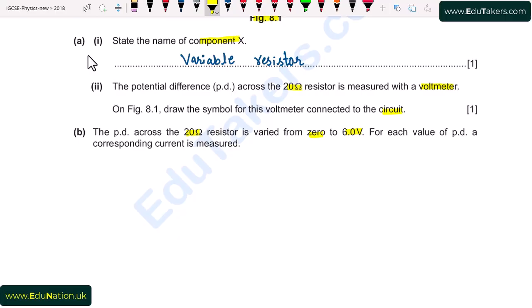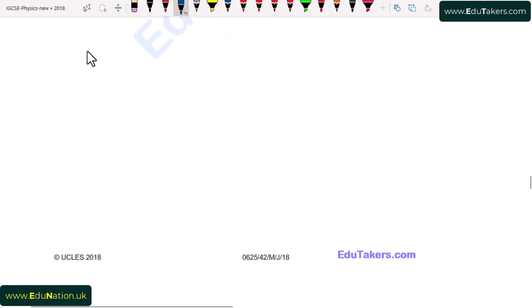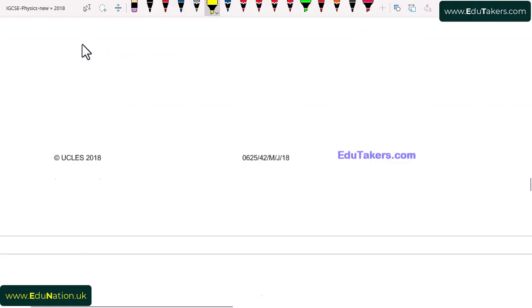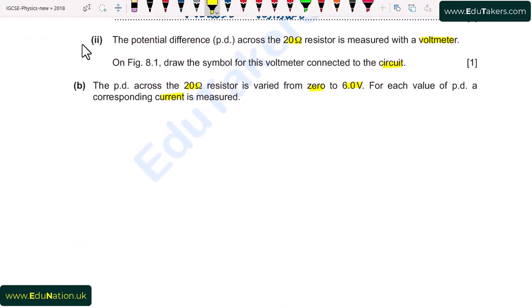For each value of potential difference, a corresponding current is measured. So here we have to find out the corresponding current. On figure 8.2, draw a line to indicate how the current measured by the ammeter depends upon the potential difference across the 20 ohm resistor. Here resistance is given, that is 20 ohm, and first of all we have to find out the value of current.